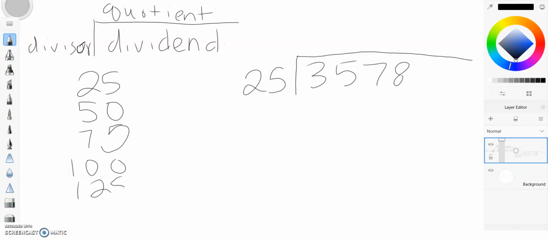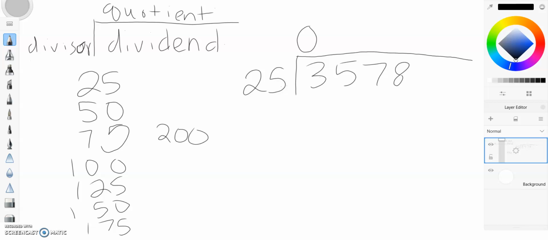So 125, 150, 175, and then 200. And you can keep going and going. So we're going to go ahead and stop at 200. So how many times can 25 go into 3? 25 into 3. Well, it can go 0, right? Because it's still too big of a number to go into 3.